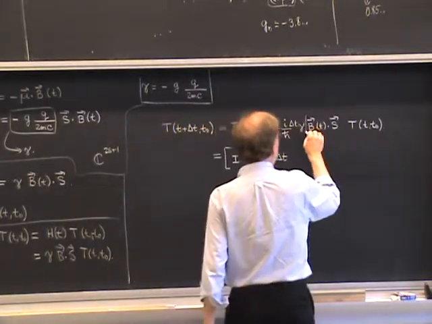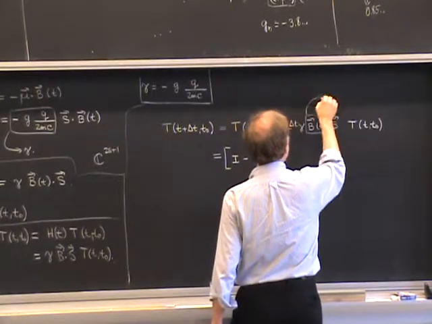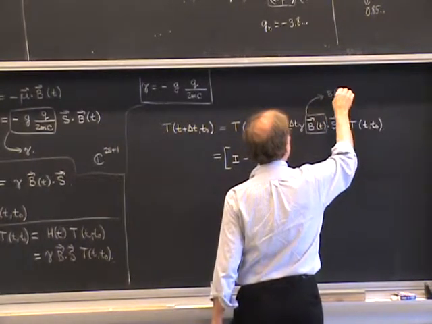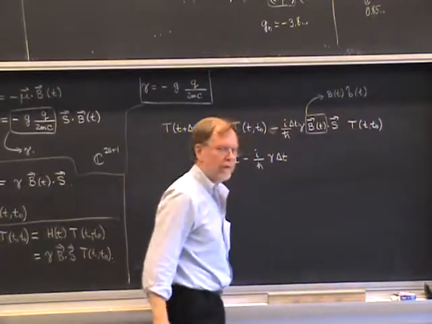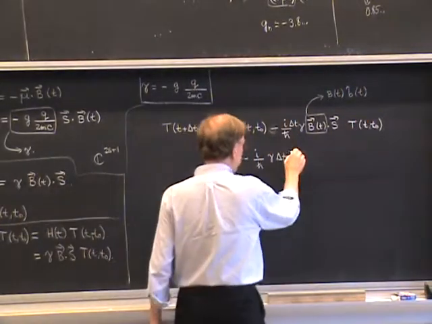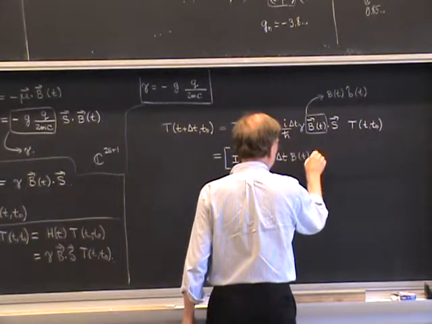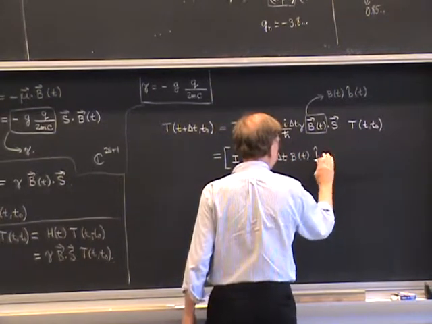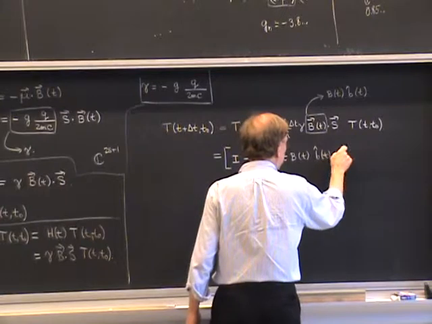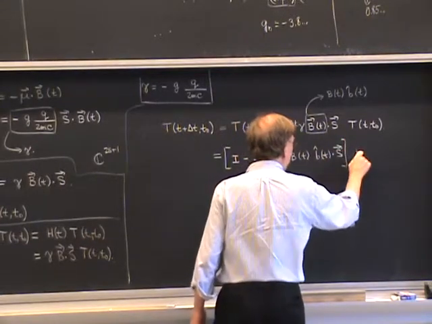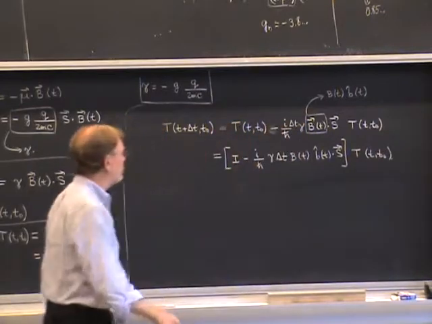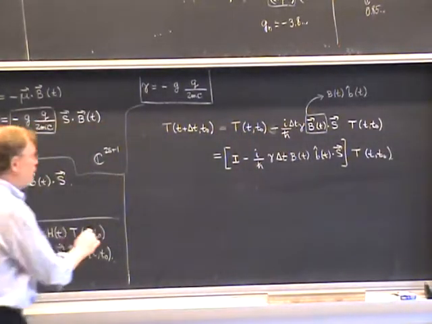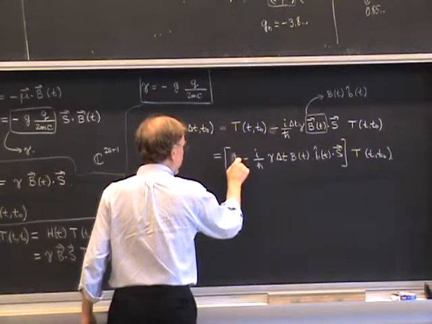And by the way, for the magnetic field, let me break this up into the magnitude, which I'll call B of t, times its direction, I'll call B hat of t. So B hat is a unit vector. Then we get B of t times B hat of t dotted into the spin, and this whole thing multiplies U of t times t0. And this identity I should just write as one because it's the unit operator.